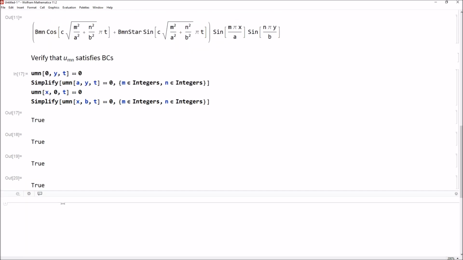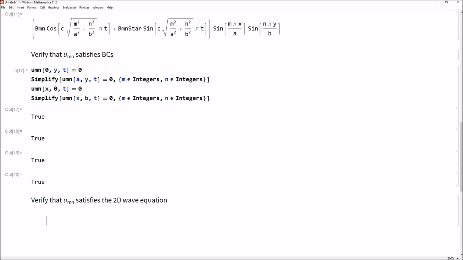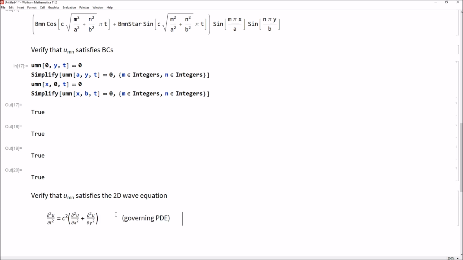How about making sure that it satisfies the original PDE? So let's verify that UMN satisfies the 2D wave equation, right? And just to refresh our memory, it might behoove us to write this down so we know what we're trying to calculate in Mathematica. I think we said the 2D wave equation was partial, you know what, this is going to take me too much time to fat finger, so I'm just going to copy paste it in from the notes here. So this was the governing PDE, the 2D wave equation.